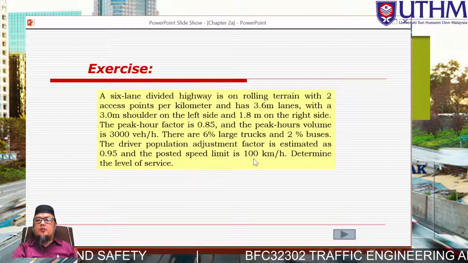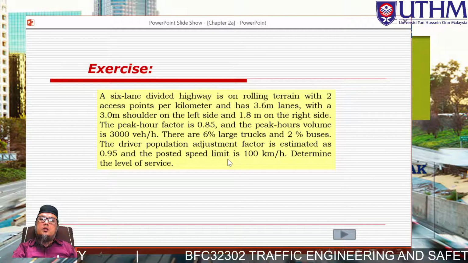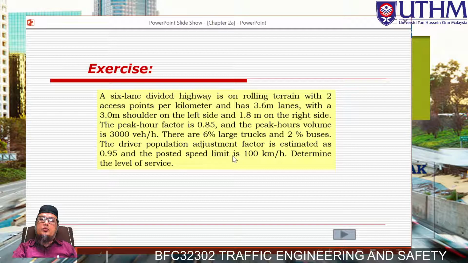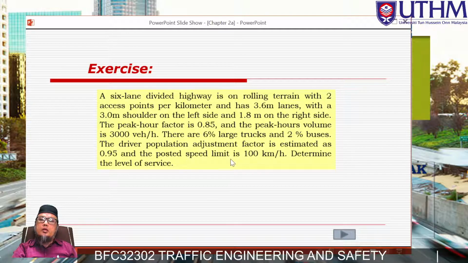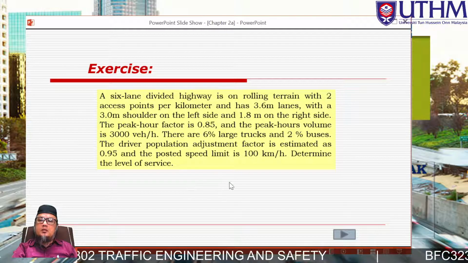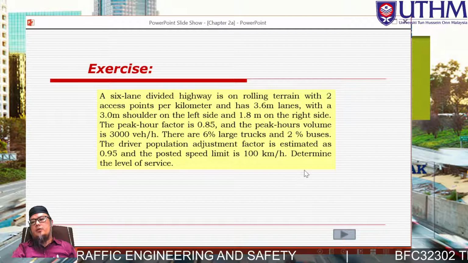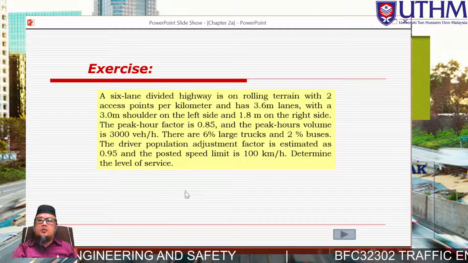Now the posted speed limit is 100, which is over 90 kilometers per hour. What should you do? Which category should you use to calculate BFFS? Then you can determine the level of service to complete the exercise solution.